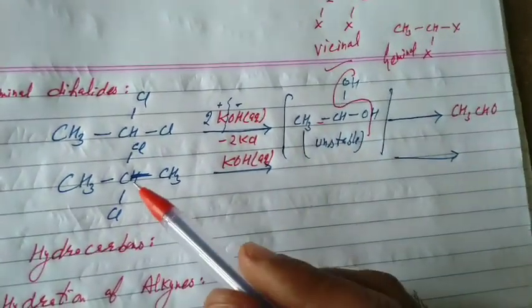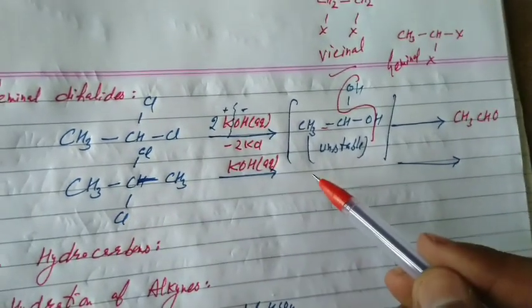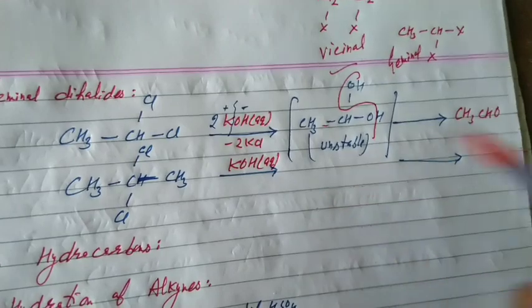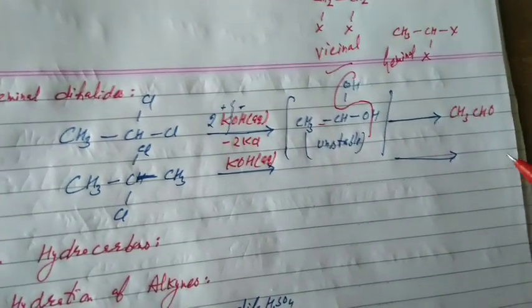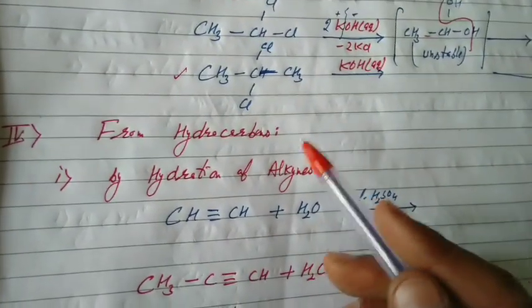In the same way, students, it is 2,2-dichloropropane, a geminal dihalide. Proceed with it, an unstable intermediate is formed, it will lose water, and definitely a ketone is formed. Again, do it by yourself. Next is preparation from hydrocarbons. All that you have done in plus one standard, hydrocarbons.